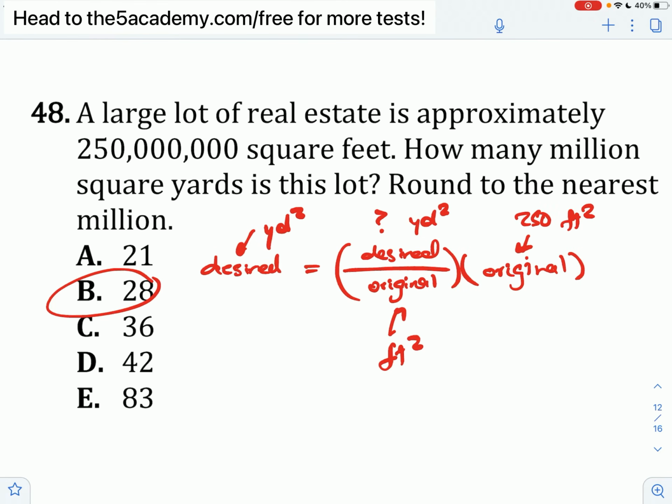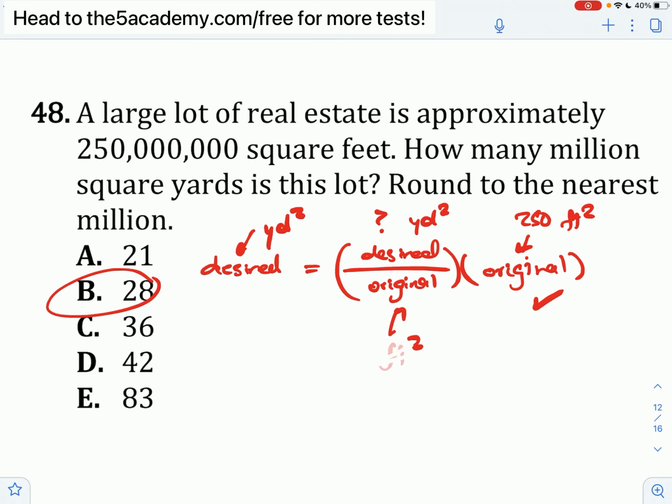So in order to use this equation properly, we need to know this side of the equation in its entirety. We already know this term, but we don't know the ratio of desired to original. What's the ratio of yards squared to feet squared? Now, I already told you that 1 yard squared corresponds to 9 feet squared, but imagine you don't know that. How can you get that ratio?